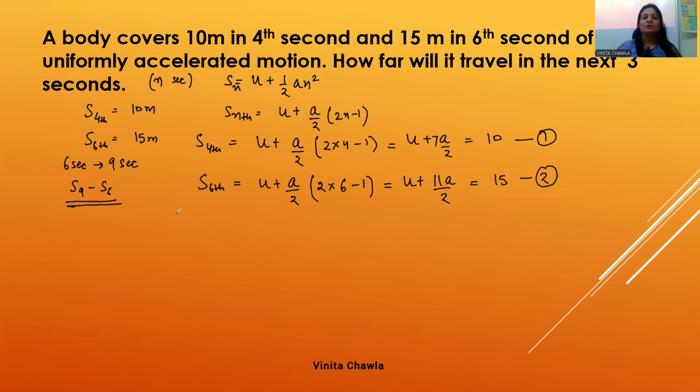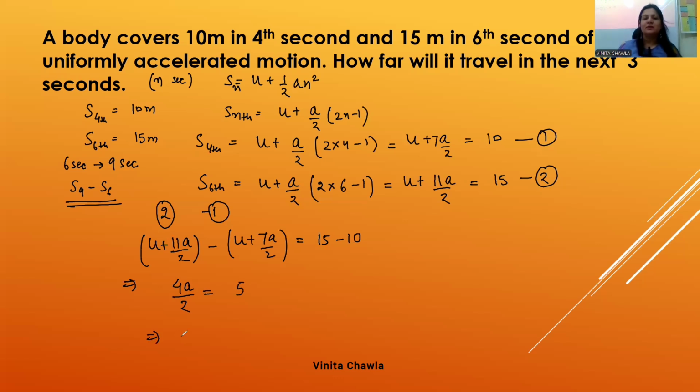Okay, now subtract these two. 2 minus 1 gives u plus 11a by 2. First you will write this, and then you will write minus (u plus 7a by 2), is equal to 15 minus 10. You see, u will cancel. 11a minus 7a is 4a. So 4a by 2 is equal to 15 minus 10, which is 5.